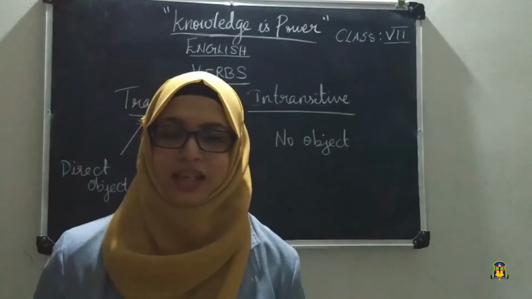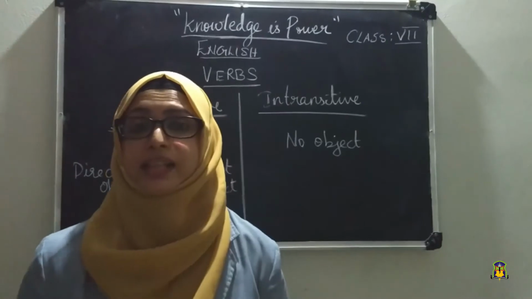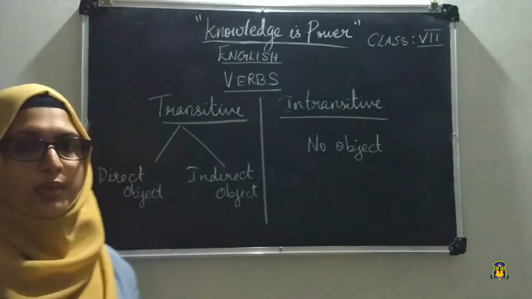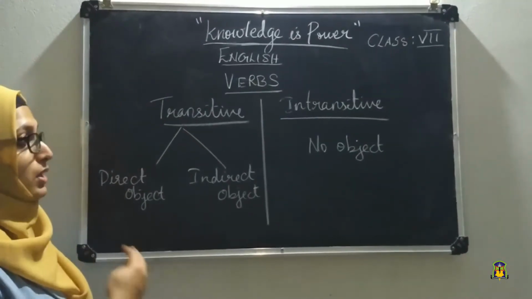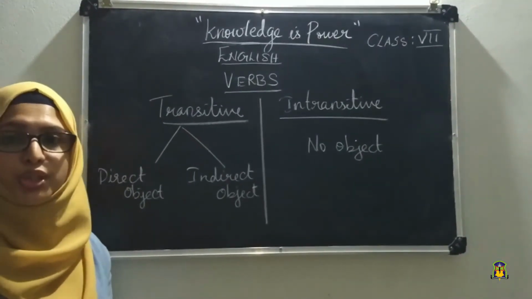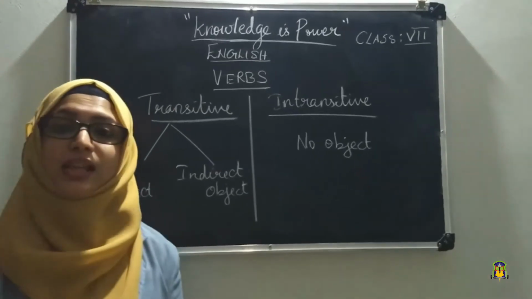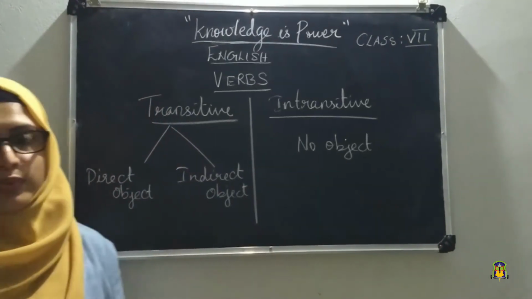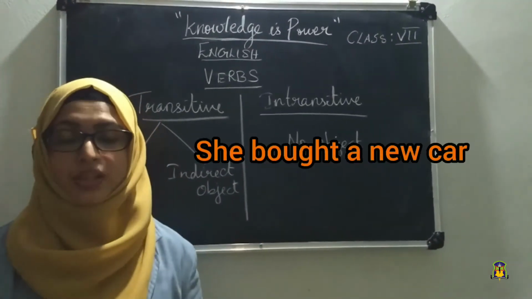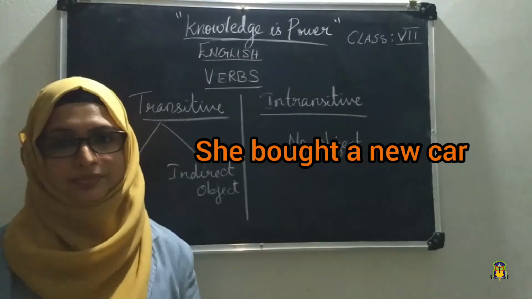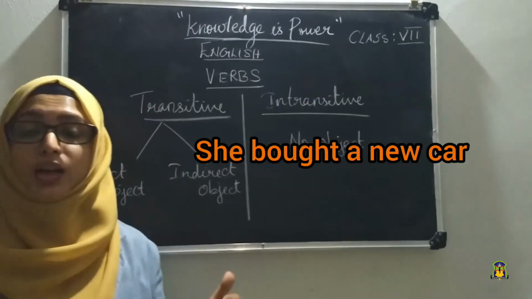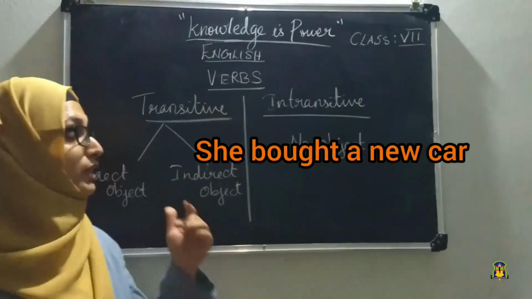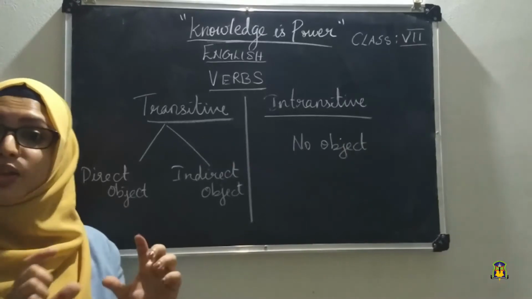The next topic is two forms of verb, that is transitive verb and intransitive verb. What is a transitive verb? A transitive verb means it will have an object, and intransitive means it will not have any object. For example, for a transitive verb, she bought a new car. Here the object is car. So there is an object for that sentence. For the transitive verb, there is an object.